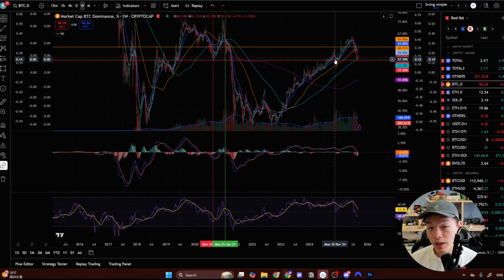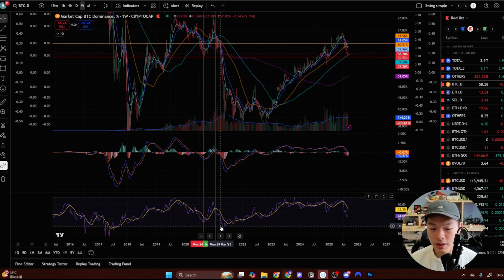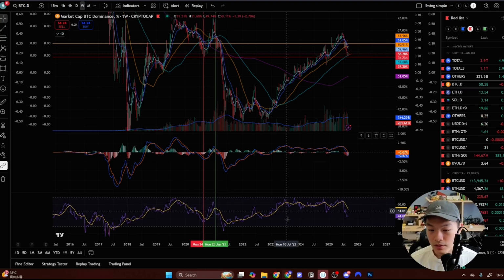For example, if the weekly RSI on Bitcoin dominance is really, really low, then I would be actually more worried about the trend reversing the other way, right? So that's something I'm watching out for as well.